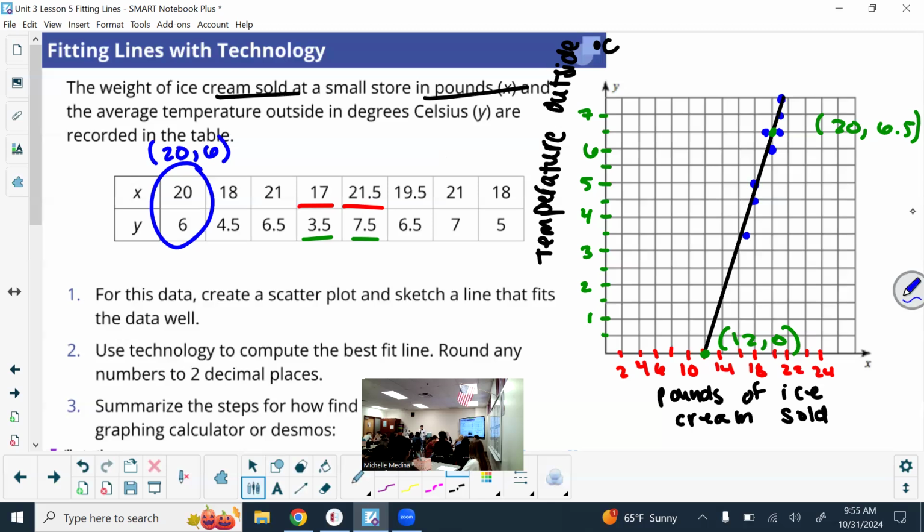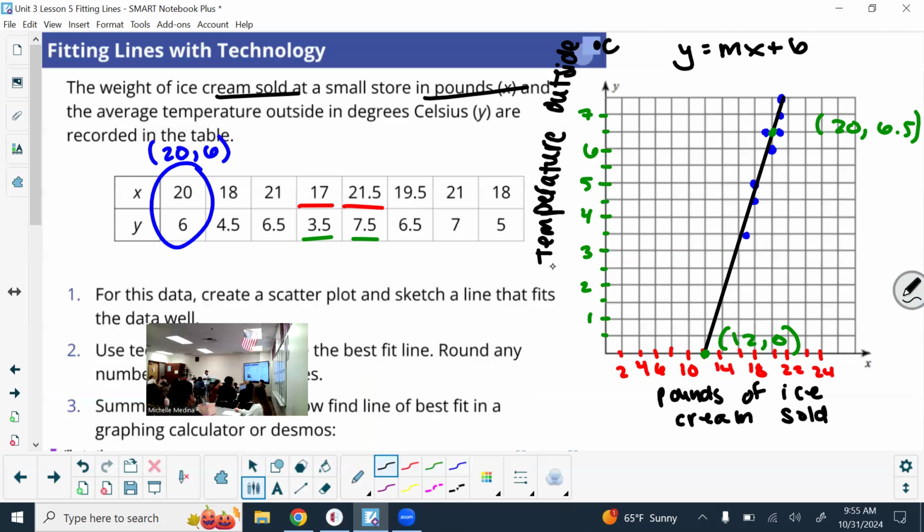Okay, so just stay with me. Anytime it's a straight line, what formula do we use? Okay, good, because it's linear. We're making linear models. Linear equations are in the format y equals mx plus b. Which of these letters are usually replaced with numbers? Good, m and b. So that's why we are going to estimate the slope and then we will estimate the y-intercept after.